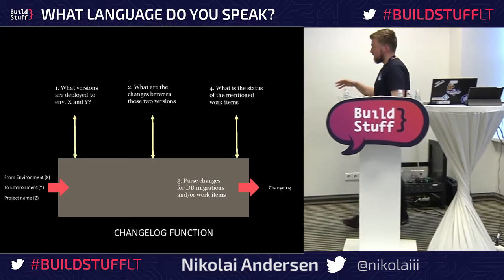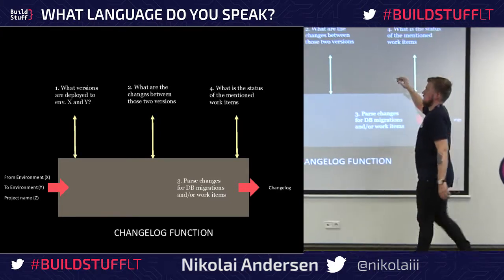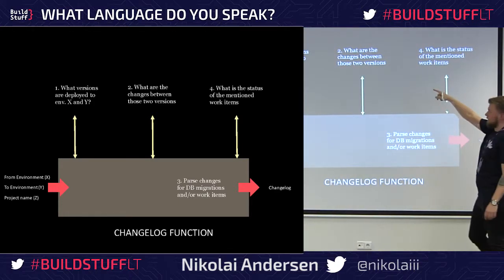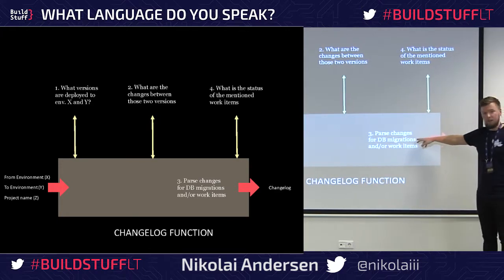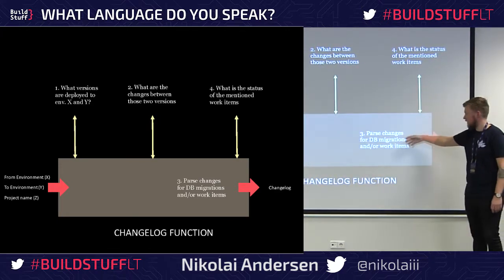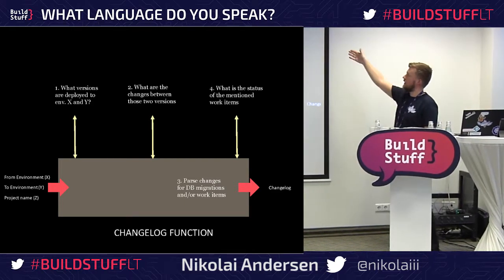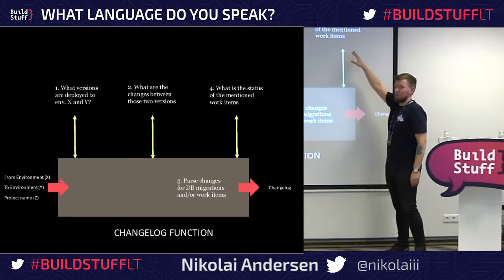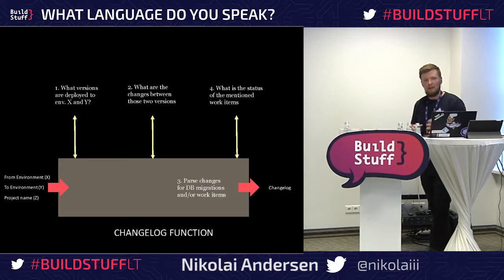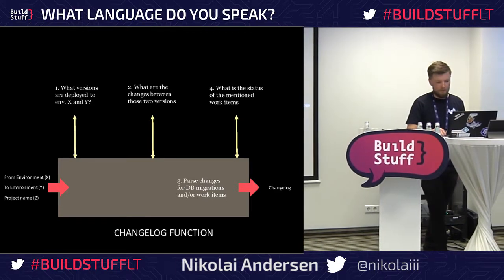So this function, then, to achieve all these things, it needs to find out, like I said, what versions are deployed to X and Y. What are the changes between those two versions? We need to parse those changes, because that will most likely be merge commits and stuff for this hashtag and work items. And then we need to go to a project management system and find out more about these key project management tool keys that are mentioned, and then generate our changelog.